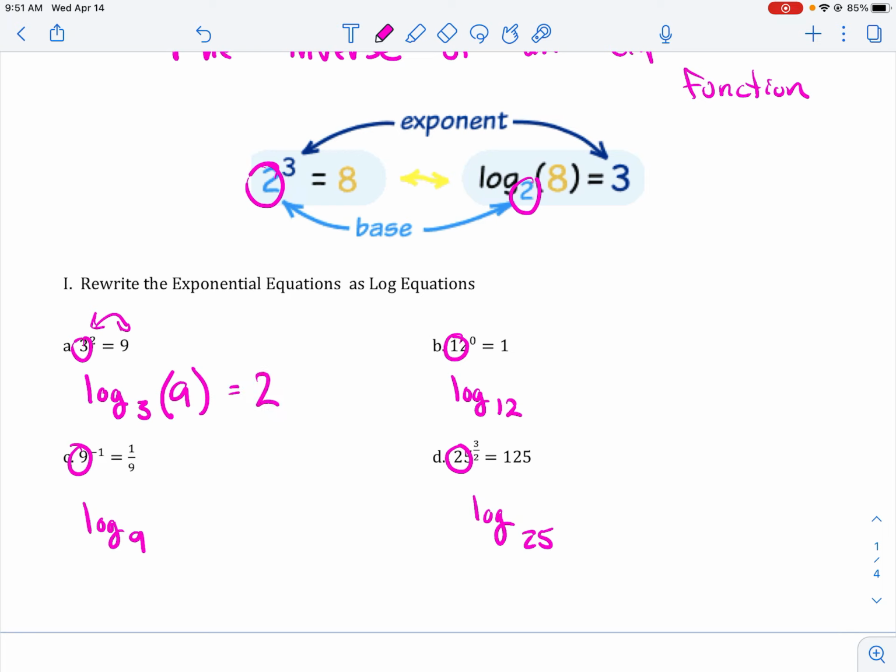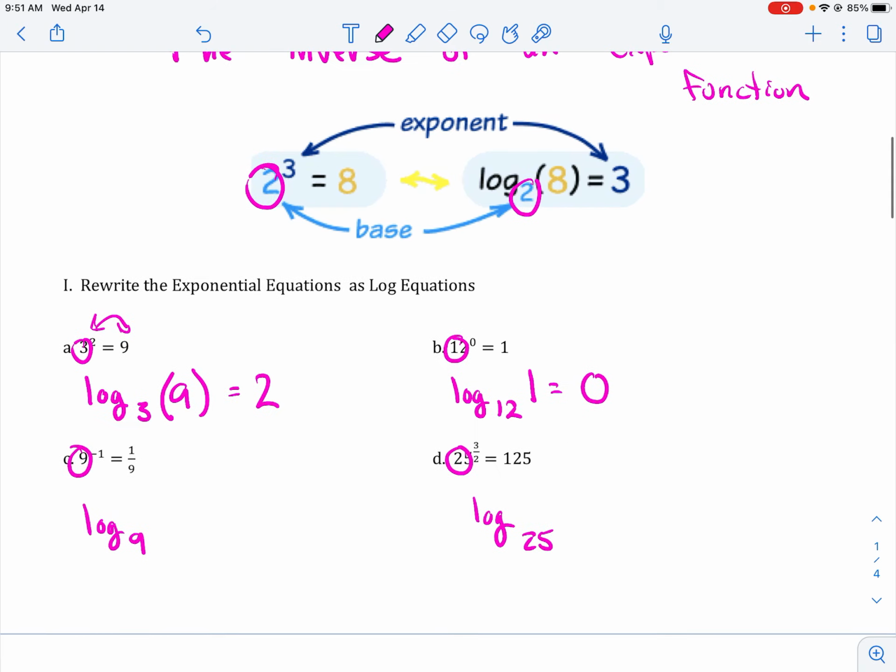And then the exponent goes on the outside. So again, this moves in here. Exponent goes on the outside. This moves inside here, 1/9. Exponent goes on the outside. Okay? And lastly, 125 here. Exponent goes on the outside. Okay? And so that is how you interchange these guys.